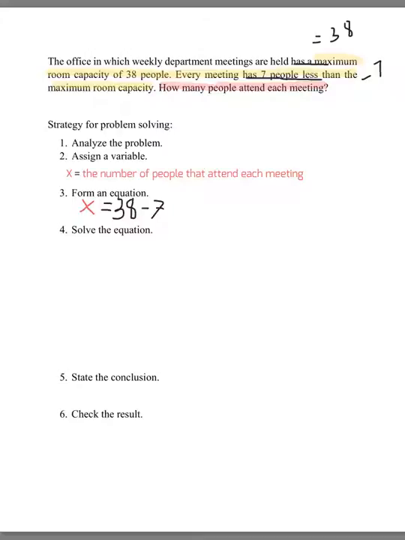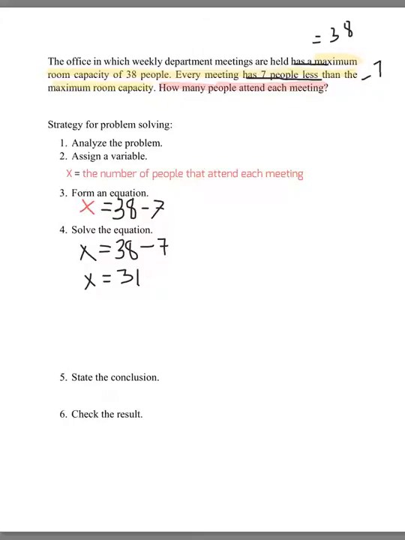Now what's left to do is to solve our equation. Whenever solving the equation, always start off with the original equation found in step number 3. So we're going to write out x equals 38 minus 7. And now in order to solve this equation, all we have to do is simplify the right-hand side of the equation. That is, subtract 7 from 38. And on the left-hand side, we simply bring down the x, and that leaves us with x is equal to 31.